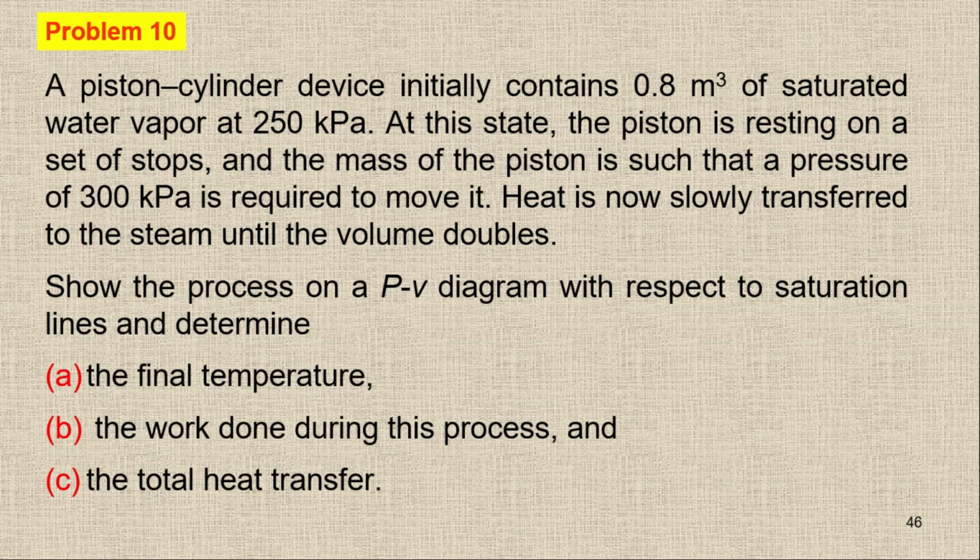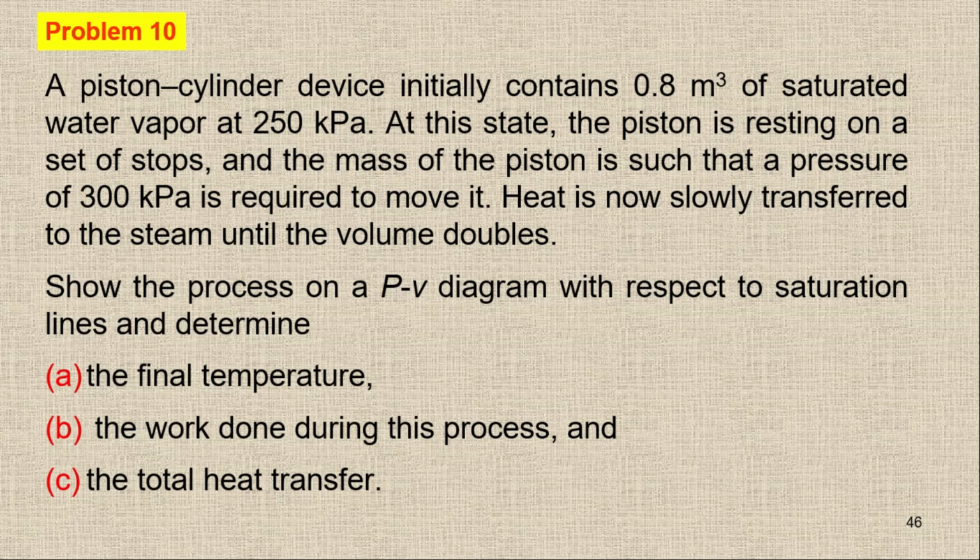The piston is resting on the set of stops and it is not moving upside because the pressure is less than 300 kilopascal. When the pressure reaches 300 kilopascal from 250 kilopascal, then it will start moving upside. Then there will be boundary work, and then we have a constant pressure process. Normally for a piston cylinder device, we say that we have a constant pressure process.